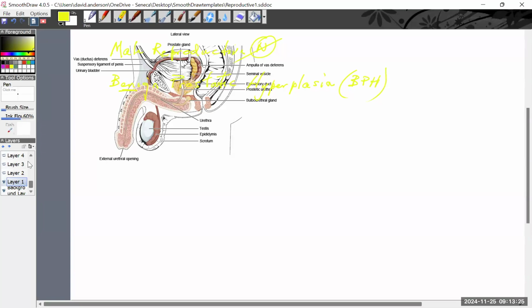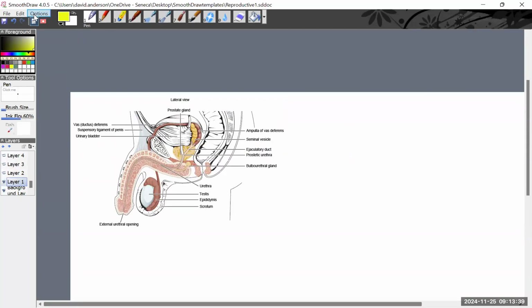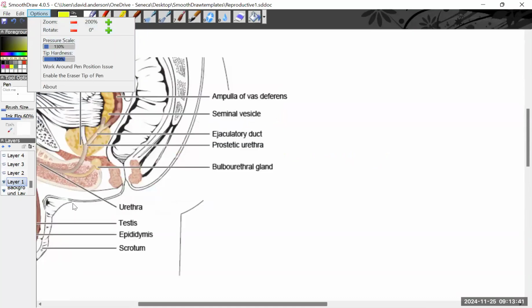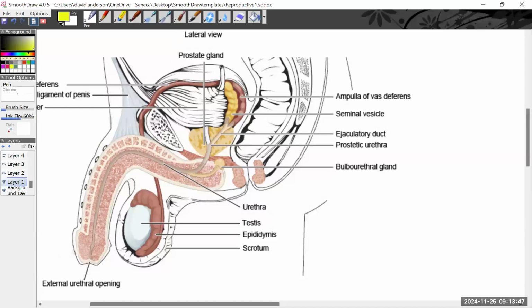at our male reproductive system. Let's make that a little bigger so we can see it. And the structures we're going to be looking at and some of the pathologies today are the prostate gland located inferior to the bladder. So here's our bladder, and this beigey structure I'm outlining in blue is the prostate gland.